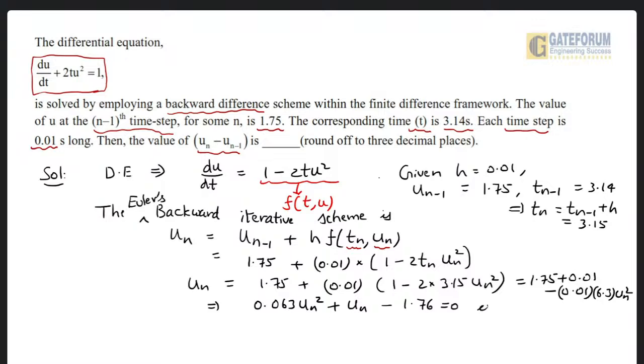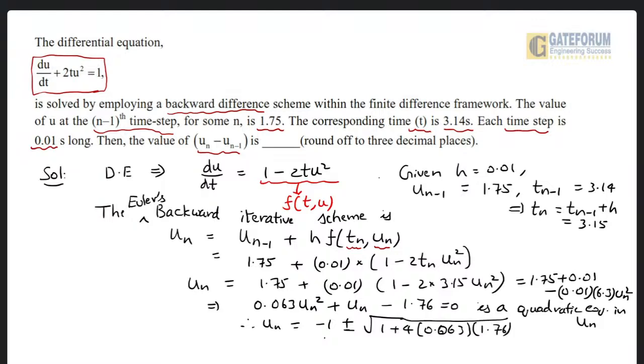So this is a quadratic equation in un. Okay. So therefore, what is the un formula? For ax square plus bx plus c is equal to 0, x is equal to minus b plus or minus root over b square minus 4ac, so minus into minus plus 4 into the a value 0.063 into 1.76, whole divided by 2a, 2 into 0.063. Okay.